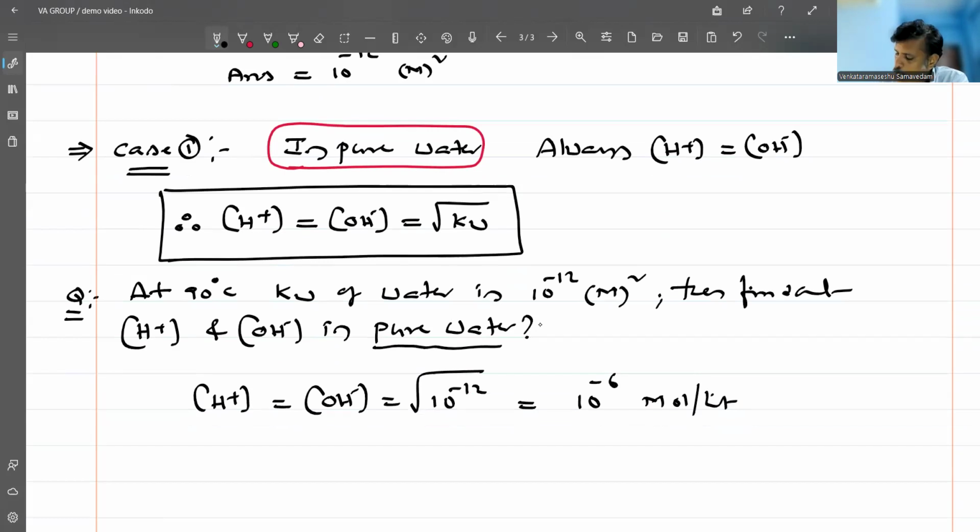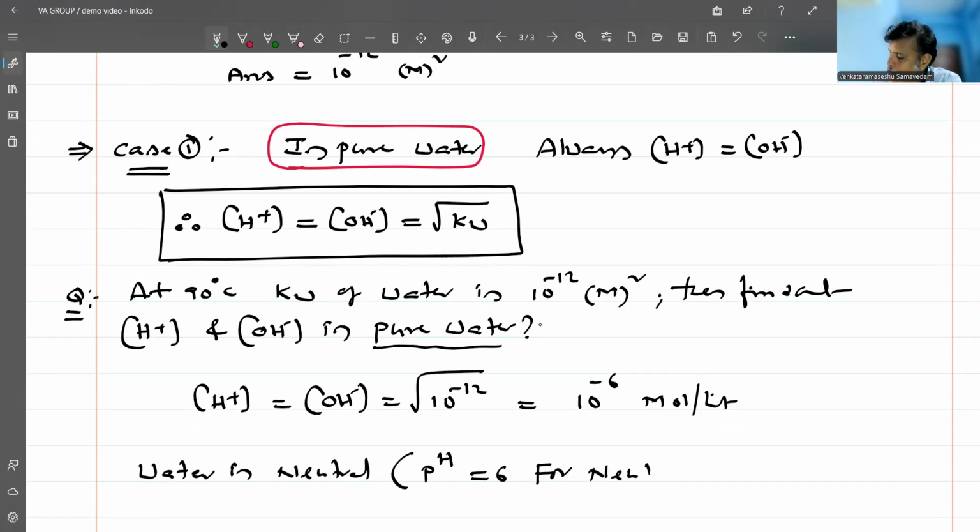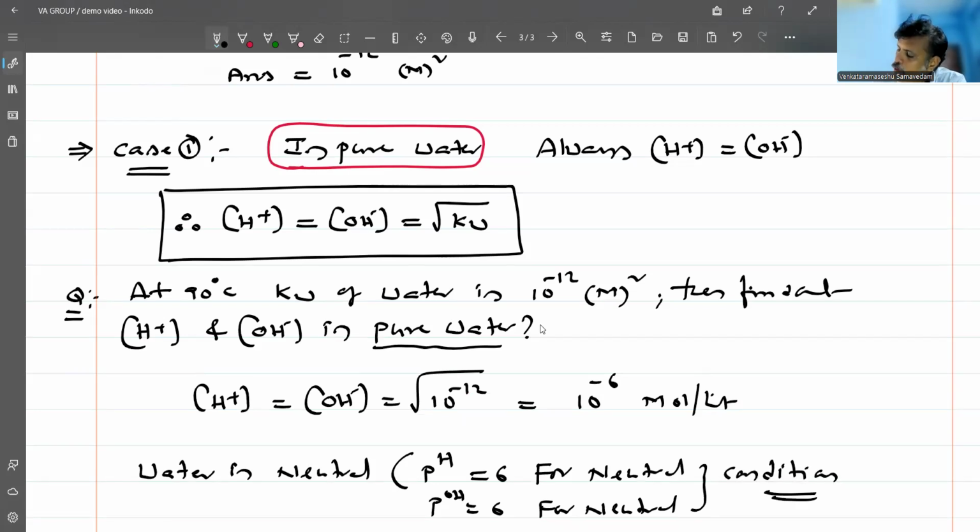Is it neutral or not? Yes. Water is neutral. What is a neutral condition? Beyond this level, if you go, you will get the pH concept. pH is 6 for neutral condition here, and pOH is also 6 for neutral condition. So what is pH and what is pOH? We'll discuss after this concept.